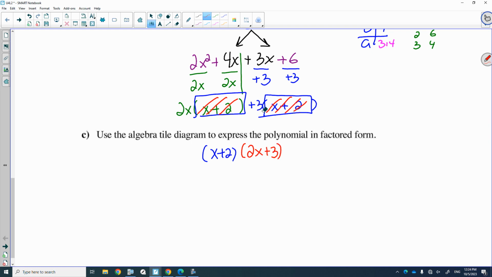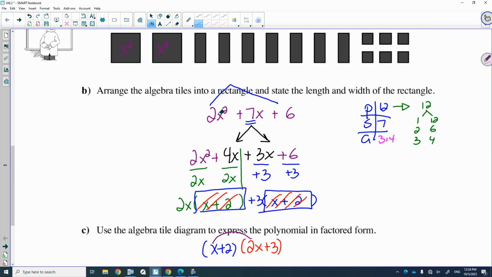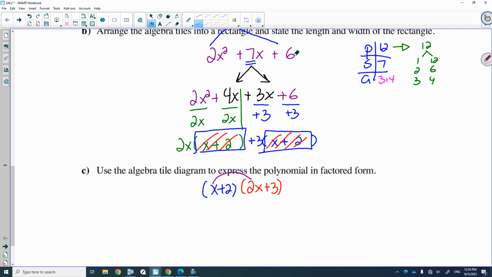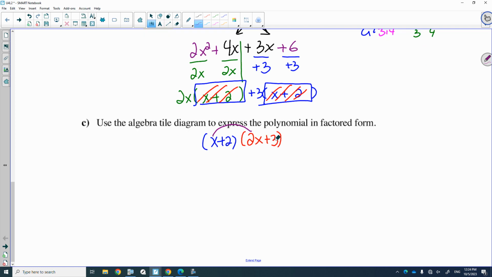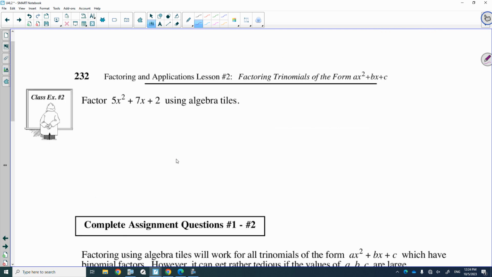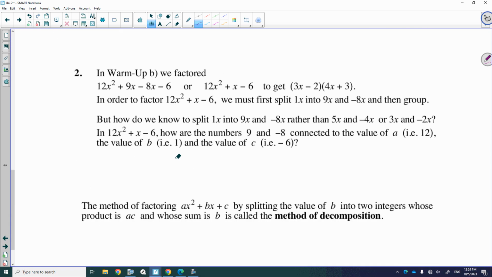Okay. And now, if I re-expanded this to check if I was correct, x times 2x will give me 2x squared, right? The last term, which needs to be a 6, 2 times 3 will give me the 6. So now it'll work. Okay, so that's decomp. Let's do one decomp with a negative.